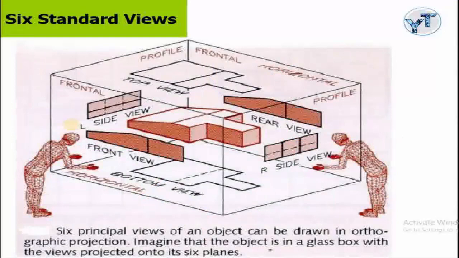6 principal views of an object can be drawn in orthographic projection. So imagine that the object is in a glass box with the views projected on its 6 planes. So guys, this is the object and these are the 6 standard views, namely front view, top view, right side view, left side view, rear view and bottom view. As you can see here, this is a third angle projection system because it satisfies the condition that the plane of projection is in between the object and the observer.